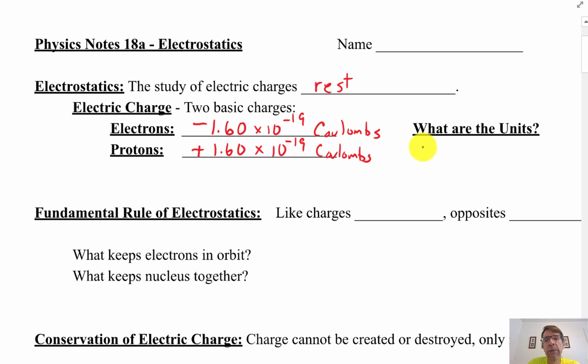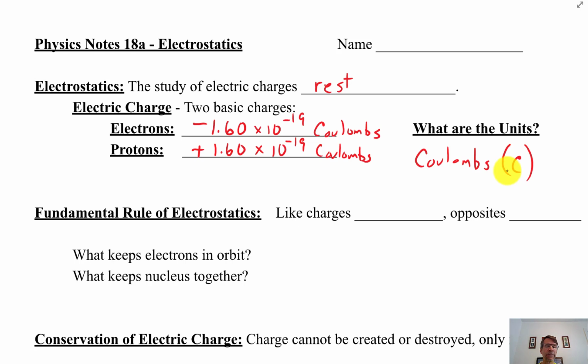But what are the units? Coulombs, named after a famous scientist. Capital C for coulombs. It gets a little tricky because capital C can sound like it stands for charge. We're going to use the letter Q for charge here. You'll see that in a few minutes as well. So we've got to get used to this and practice it. But the symbol for coulombs is C.